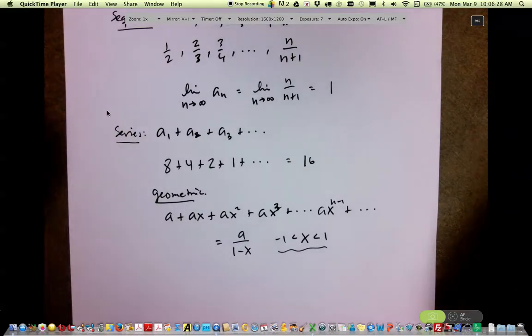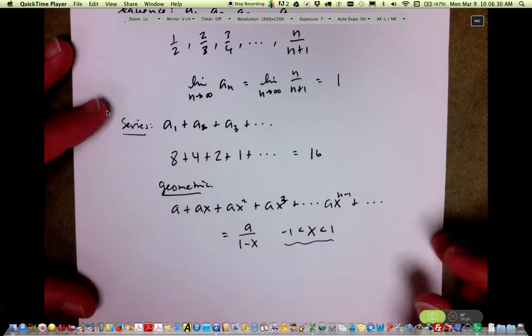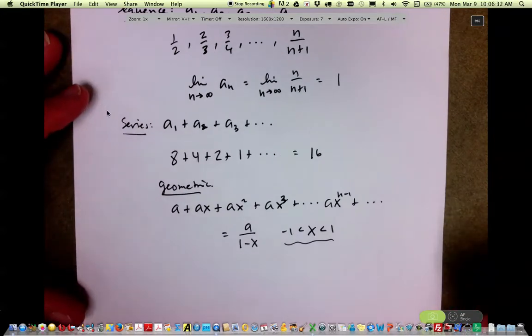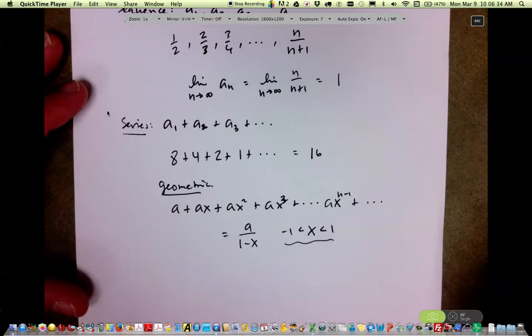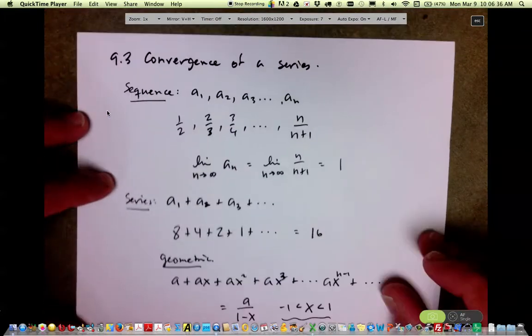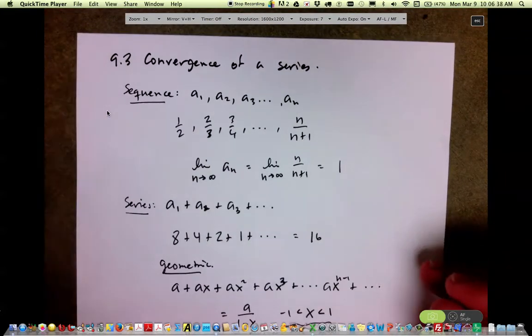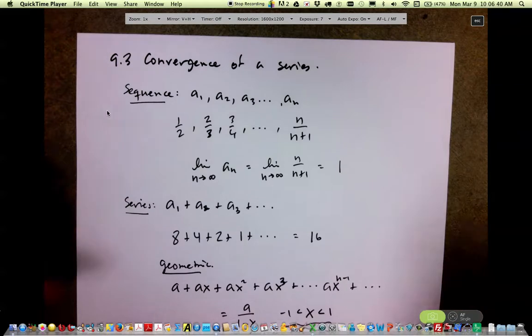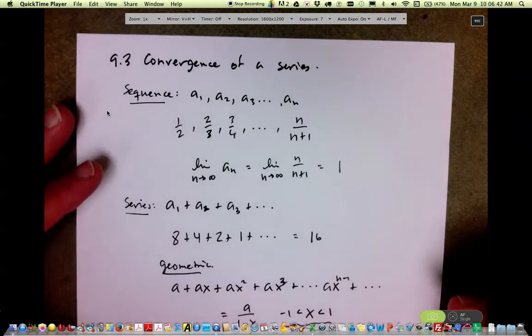And we still want to be able to answer the question, does the series converge or does it diverge? So in this section 9.3, we're going to talk about a couple of theorems in here, and a couple of things that are just called tests for determining if something is going to converge or diverge.